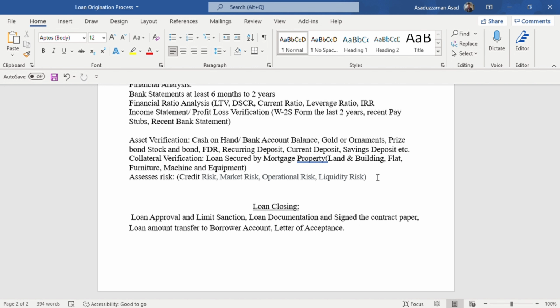Various types of loan limits such as personal loan, mortgage loan, business administration loan, rural credit. Various types of loan facilities depend on the underwriter or underwriting process by the underwriter. And then the third step is the loan closing process.